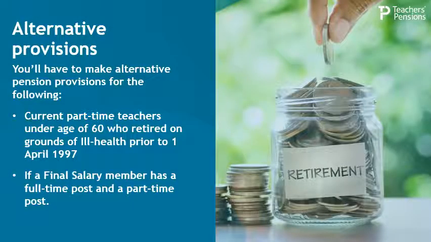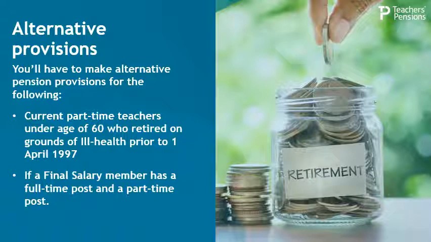There may be occasions when a member meets the criteria for auto-enrolment, but due to overriding teachers' pensions legislation, they're not able to be brought into the Teachers' Pension Scheme. In these circumstances, you must place them in an alternative pension scheme, such as, for example, the local government pension scheme. This can apply where you have a part-time member of staff who's under the age of 60 and who retired on the grounds of ill health prior to the 1st of April 1997.